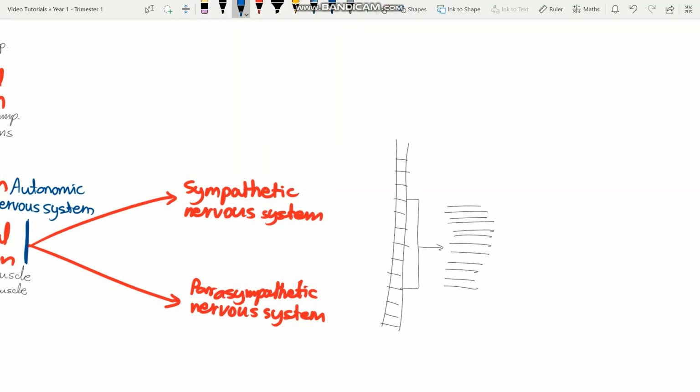On the other hand, in terms of the parasympathetic nervous system, we say that this has a craniosacral outflow. So all of the nerves of the parasympathetic nervous system lead out from the cranial or top part and sacral or bottom part. So I'll just write these words out for your use. So the parasympathetic nervous system has a craniosacral outflow, and the sympathetic nervous system has a thoracolumbar outflow.